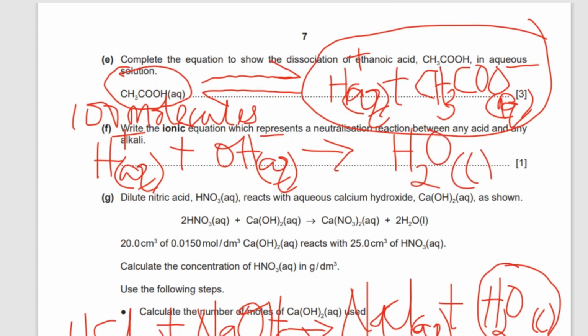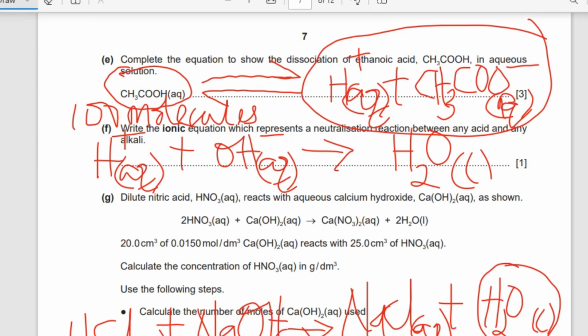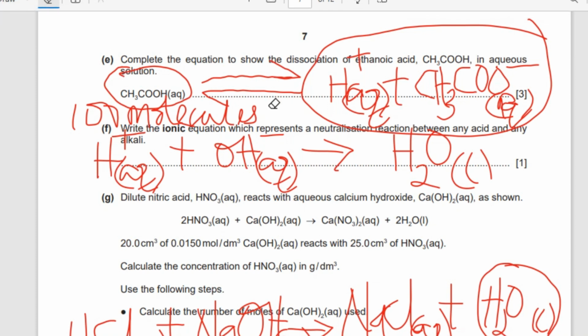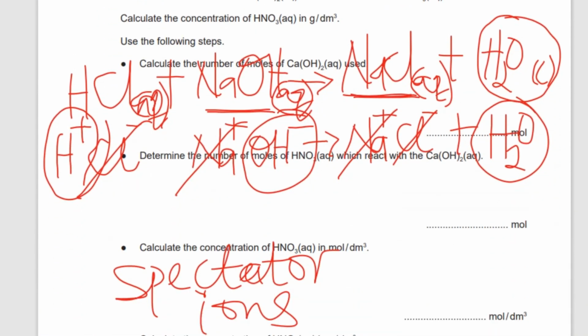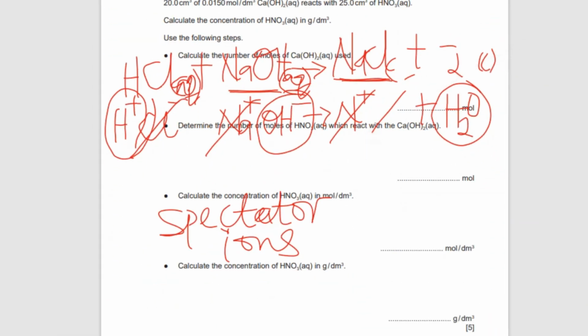Okay, so the equation is balanced. The ionic equation is balanced. Every symbol equation, anytime you write a symbol equation, you must always balance it. Okay, so we take this off.